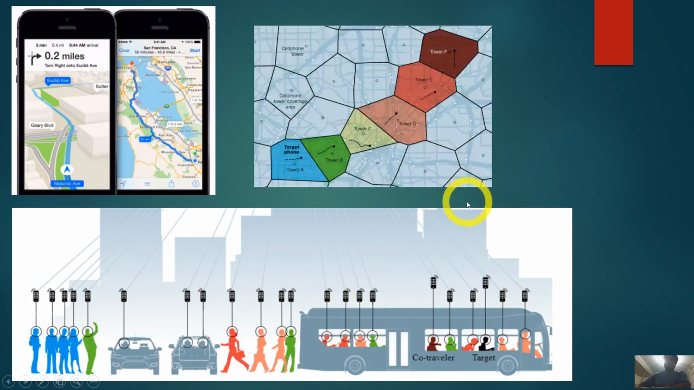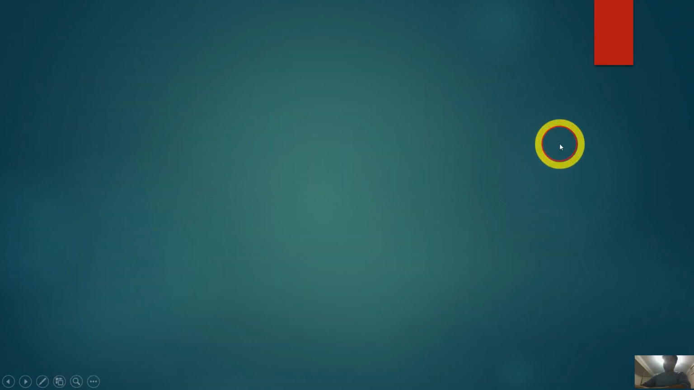There is another image that shows how someone can be tracked. This is a target phone. This is tower A, tower B. These are different antennas, and this is how someone can be tracked easily.